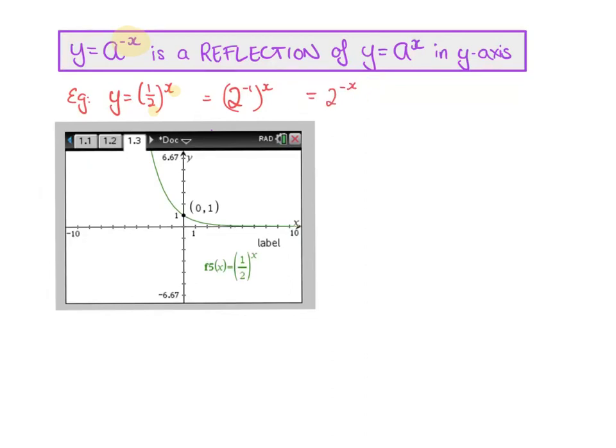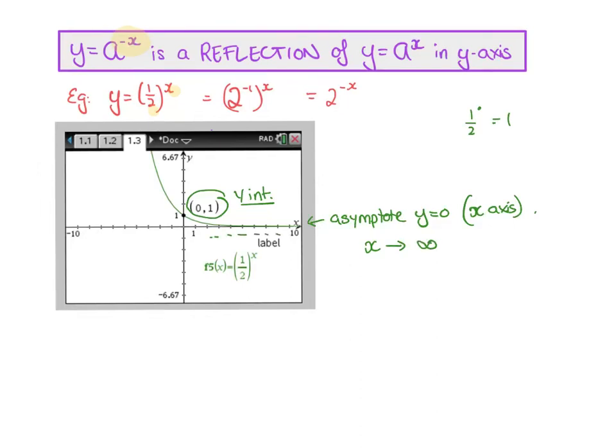Okay, so let's look at a couple of features. It still has an asymptote of y equals 0, the x-axis, so it never crosses there. And we can also see it has the same y-intercept, because a half to the power of 0 is going to give 1, since anything to the power of 0 is 1. Sometimes when describing the asymptote, they'll say as x approaches infinity, as we go along here, we get bigger and bigger.